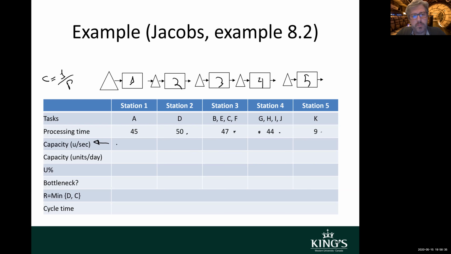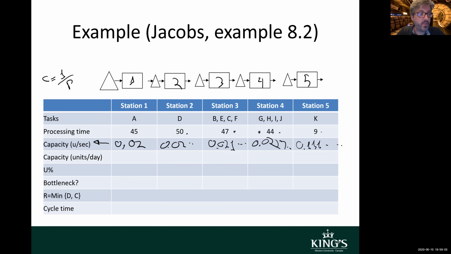So 1 over 45, that's 0.02. This guy is 0.02 something. This guy is 0.021 something. This other guy here is 0.0227. That's also really weird. And this guy is even less, 0.1111. That doesn't mean anything, units per second.